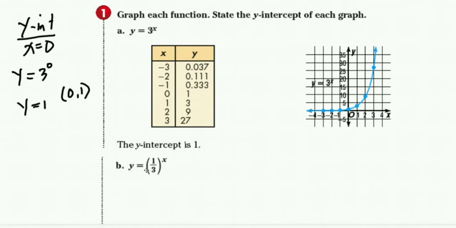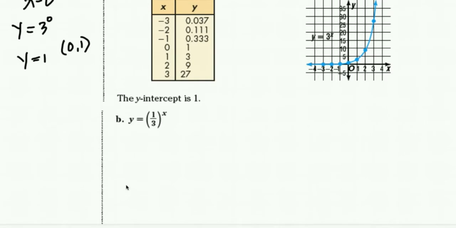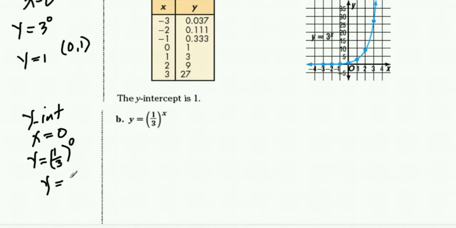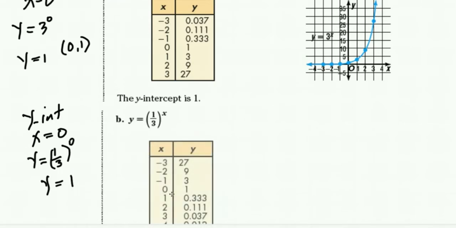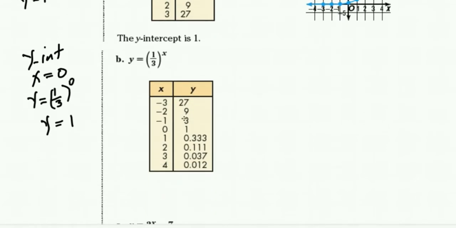Okay, so let's take a look at b. Y equals 1/3 raised to the x power. So 1/3 raised to the x power, again, we want to find the y-intercept. And the y-intercept is when x is equal to 0. So y is equal to 1/3 raised to the 0 power. Okay, and again, our y-intercept would be 1. Putting that in tabular values, there's our y-intercept, 0, 1.